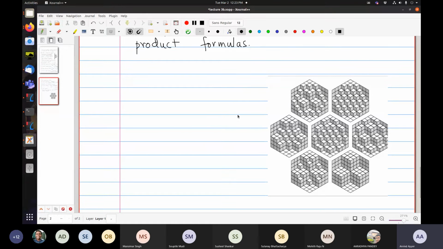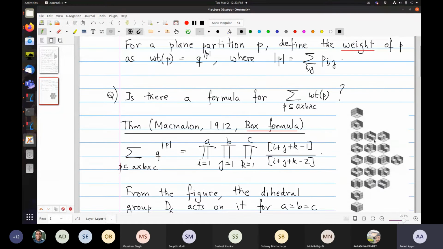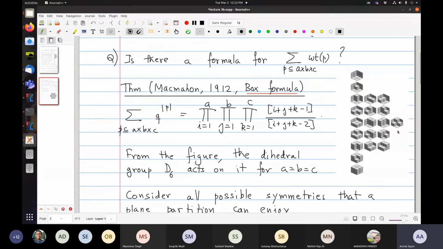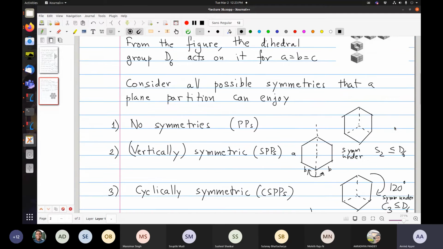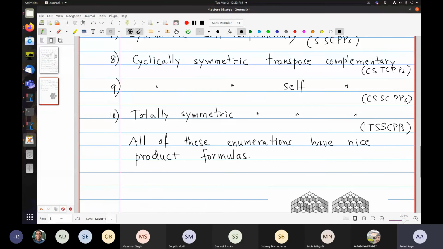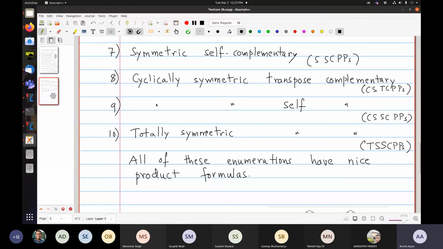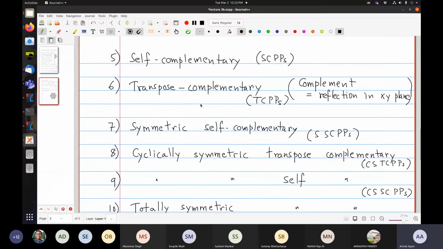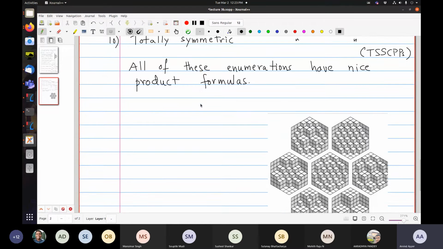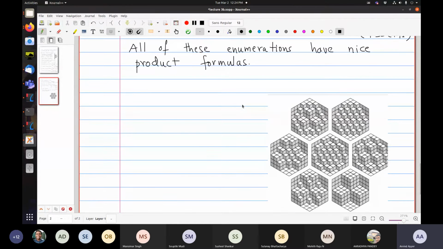Okay, so as I said, for size 2, this fellow is the only TSS CPP. It has all the symmetries of the square, of the hexagon, and also complementation. So a totally symmetric plane partition also satisfies all these other symmetries, right? That's the thing. And okay, here is the point of introducing all these fellows.